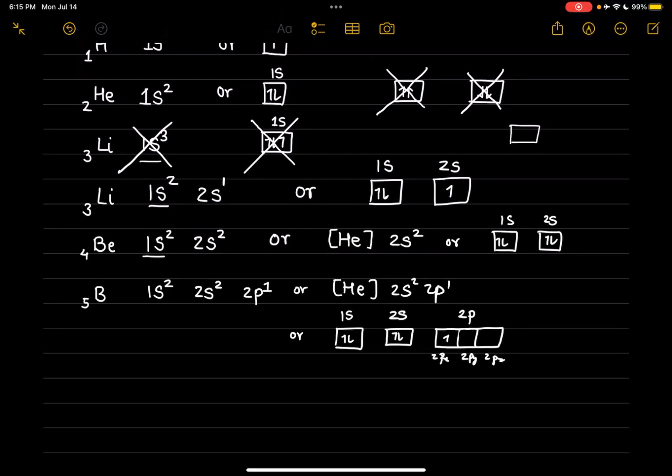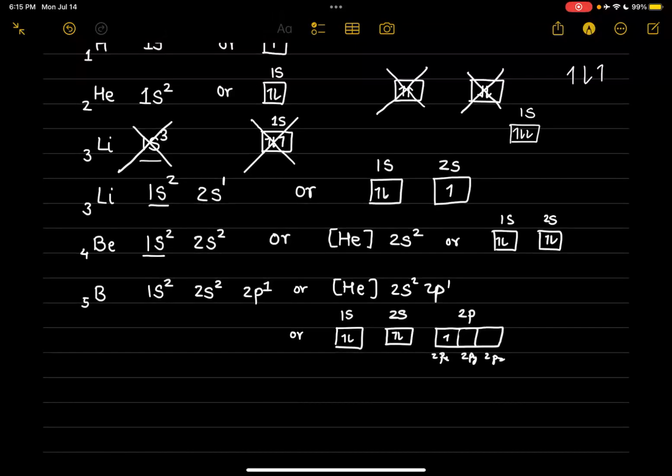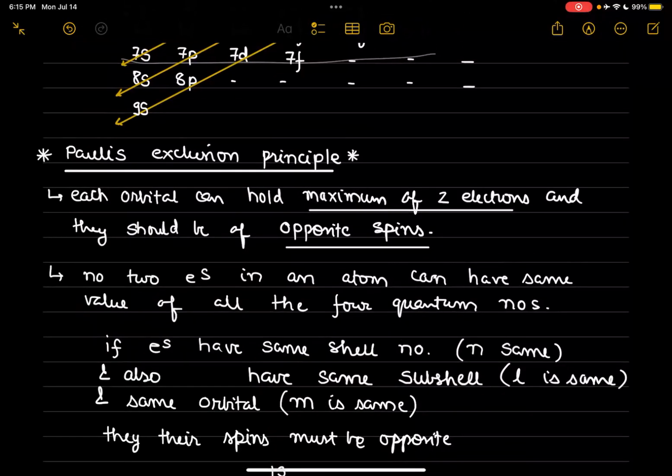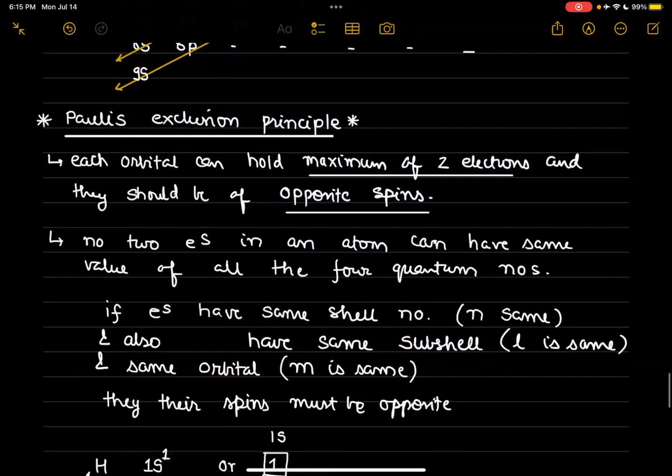Okay. So lithium, for example, has 3 electrons. How am I going to put these 3 electrons in 1s? The spin can be clockwise or anti-clockwise, which can be represented by up and down. But if I put the third electron, it will be like this. If it is like this, that is also not acceptable because its spin matches with this electron. So Pauli's exclusion principle tells us that each orbital can have 2 electrons and they should be of opposite spins.